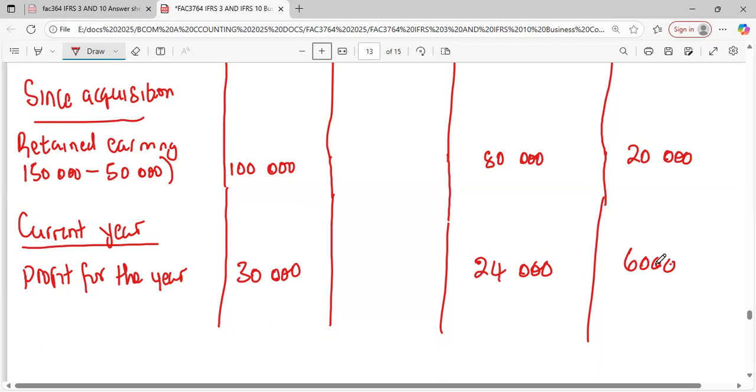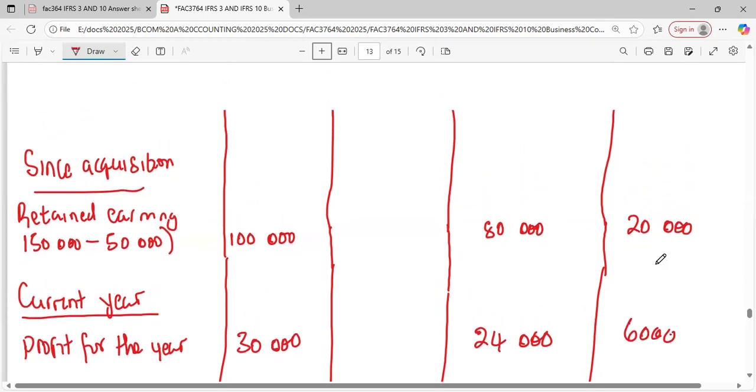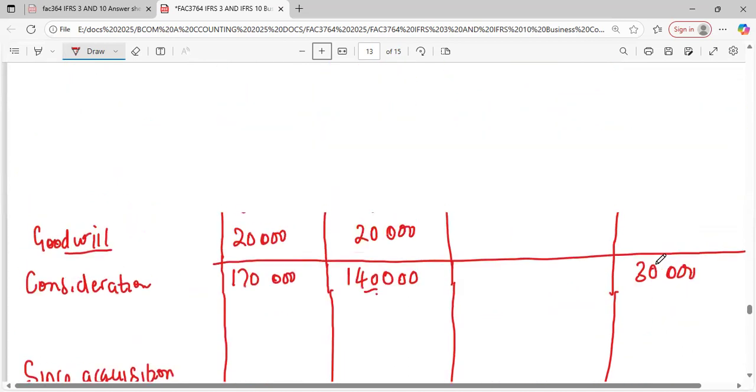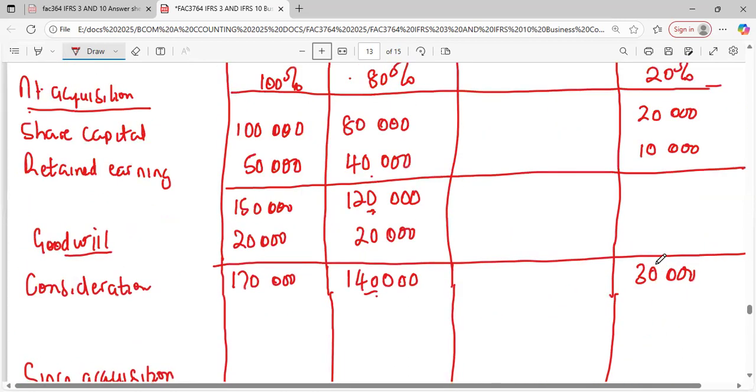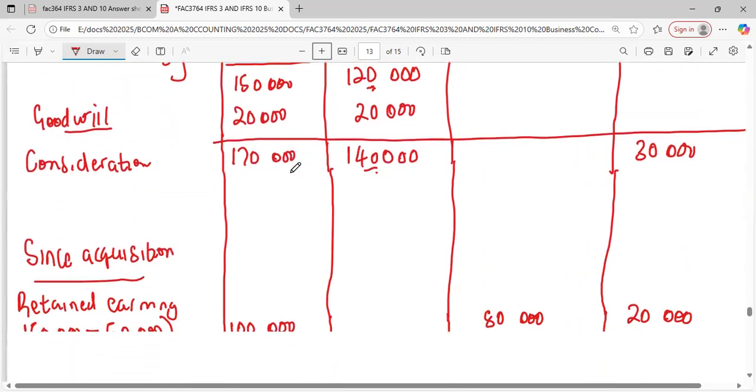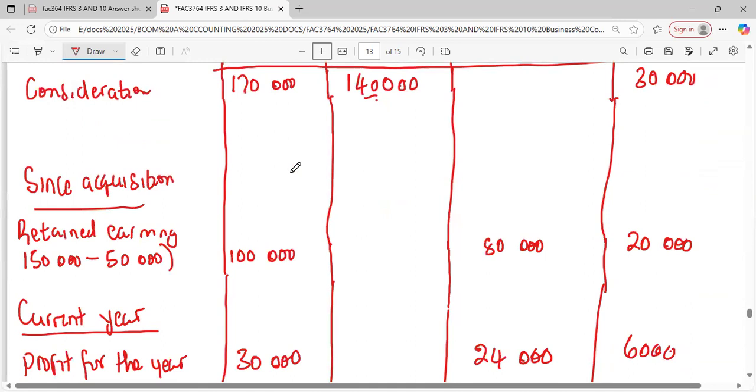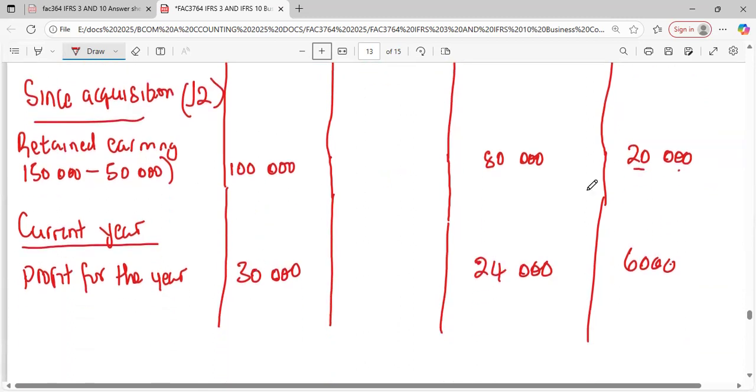So in your question now, there's something that I want to show you. When you do your journals, this will be your journal 1. This will be your journal 2. Your journal 2 will come from since acquisition. You are going to record the NCI in this retained earning. Then this is going to be your journal 3, the NCI in the profit for the year.